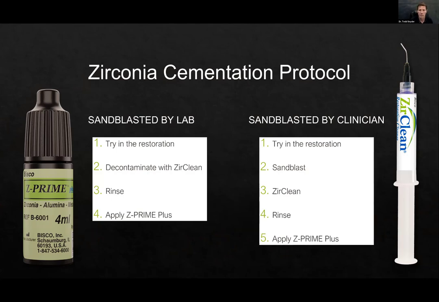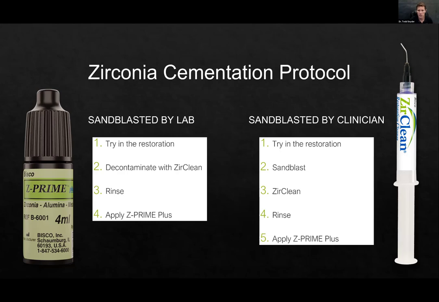It is simple, okay? But if for some reason, let's say the restoration hadn't been sandblasted by the laboratory and you have to do it, no problem. It's easy to do. You got your Danville microetcher. So you're going to try the restoration in. After having tried it in, you're going to sandblast it. And I gave you the cheat sheet earlier in that one slide.